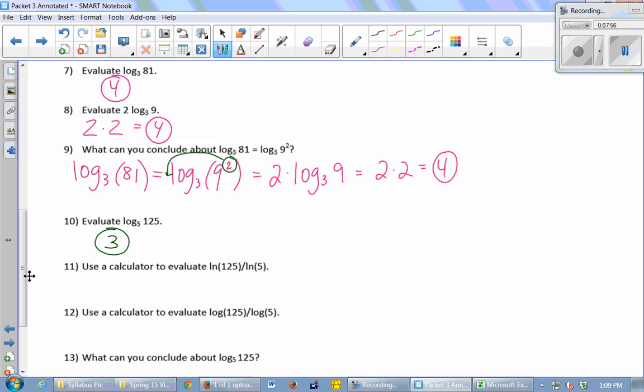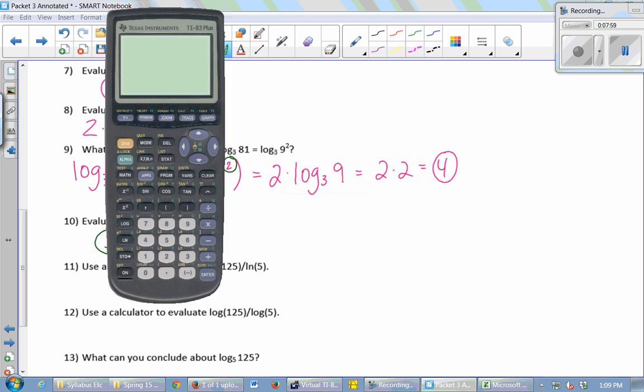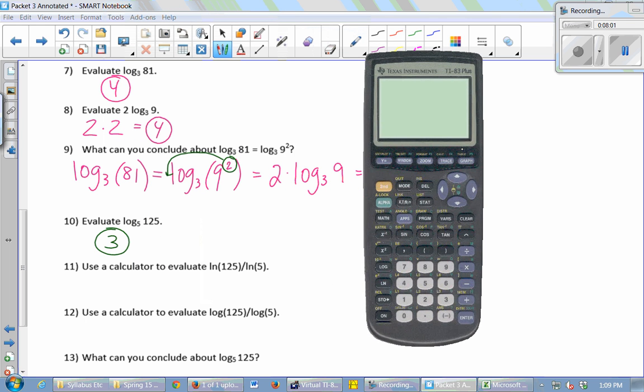Now we're going to use a calculator to evaluate the ln of 125 divided by the ln of 5. If you have a graphing calculator, your ln button is on the left side, 3 up. ln of 125 divided by ln 5. Oh my gosh, it's the same answer. 3. So what I did was change the base. Instead of using log base 5, I used ln, but I took the ln of the 125 and I divided by the ln of the base, which is 5.